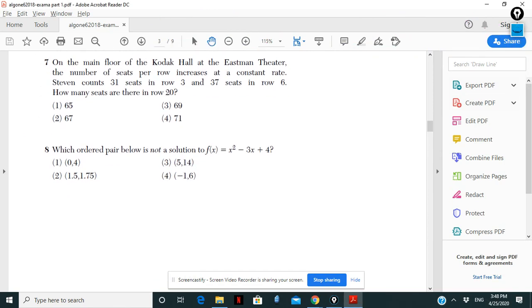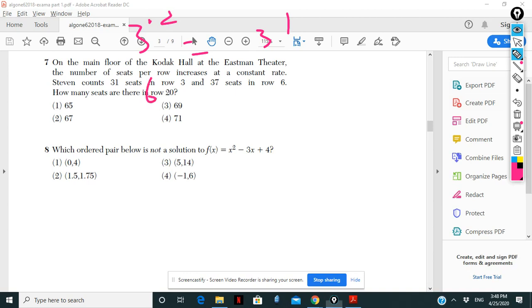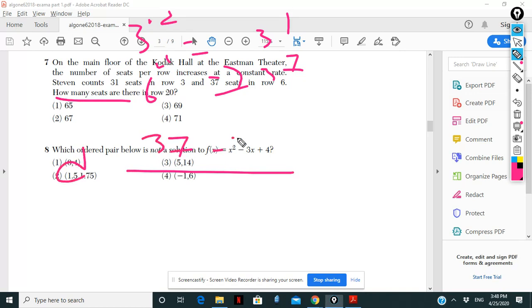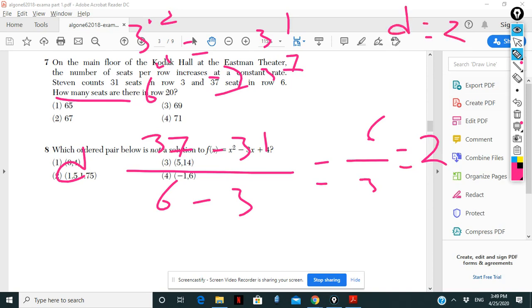Question 7. On the main floor of the Kodak Hall at the Eastman Theater, the number of seats per row increases at a constant rate. Stephen counts 31 in row 3, and 37 in row 6. And he needs the 20th row. So now I'm going to find d, which is 37 minus 31 divided by 6 minus 3, that's 6 divided by 3, giving me 2. So now I know d equals 2.